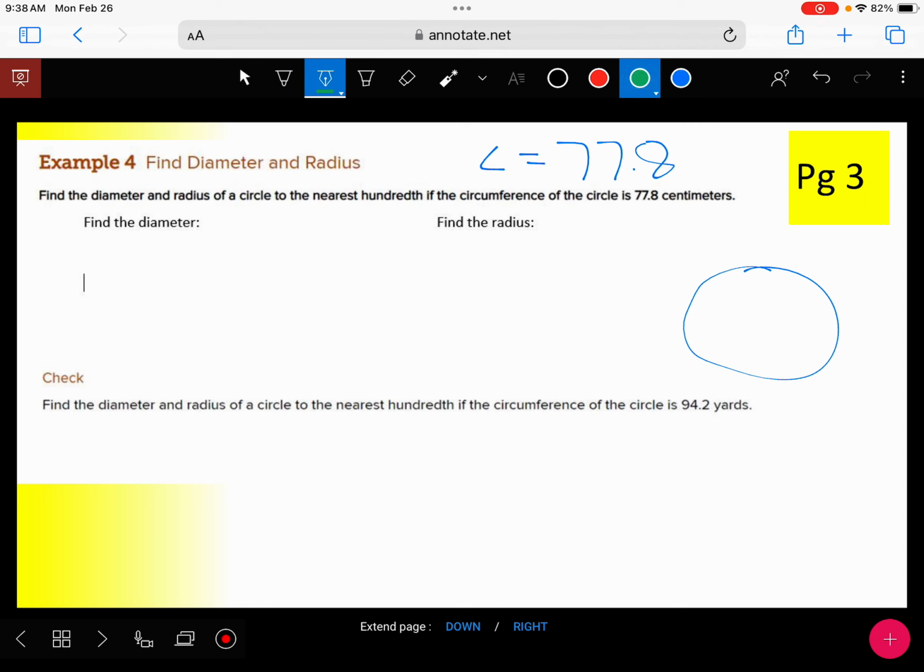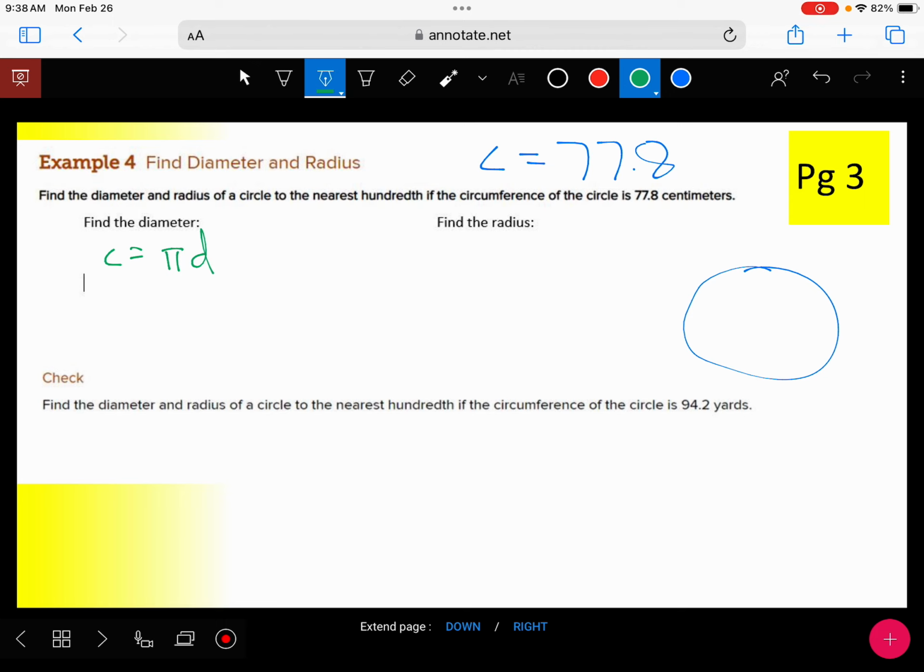Our formula for going between diameter and circumference is that the circumference equals pi times the diameter. So if we have the circumference and we need to solve for the diameter, that means we need to move pi to the other side. How would we move pi to the other side? Any ideas?